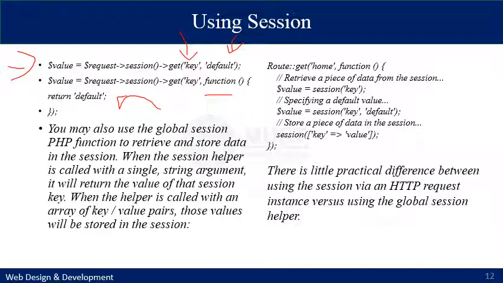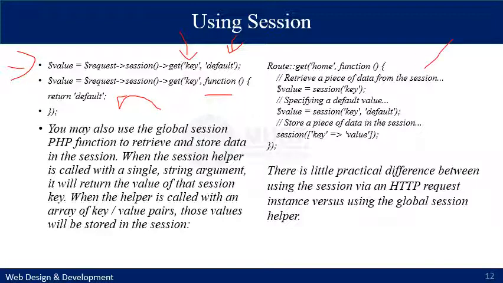Similar to the cookies, you can also use the global session PHP function to retrieve and store data in the session. When the session helper is called with a single string argument, it will return the value of the session key. When the helper is called with an array of key value pairs, those values will be stored into the session. So here are the typical examples.